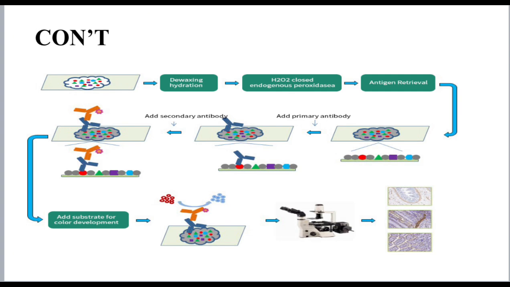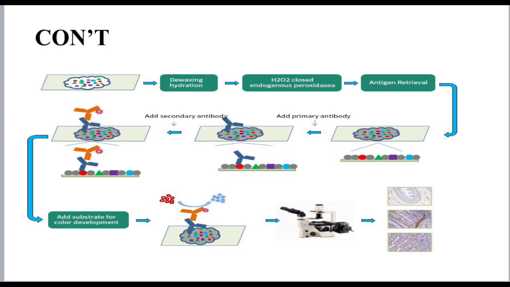Then we add the primary antibody. This primary antibody is going to target the epitope, so it binds with the epitope. After binding with the epitope, we wash it. During washing, the other antibodies that didn't bind, that bound to other antigens, are removed.